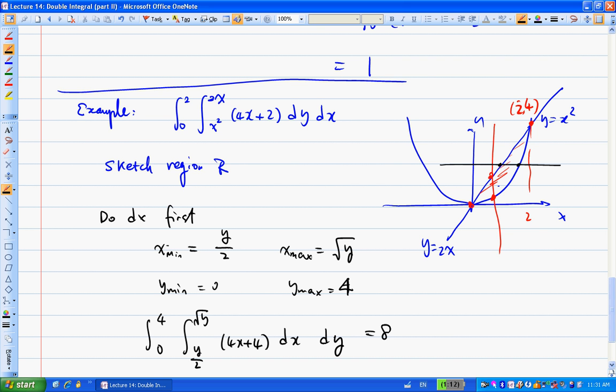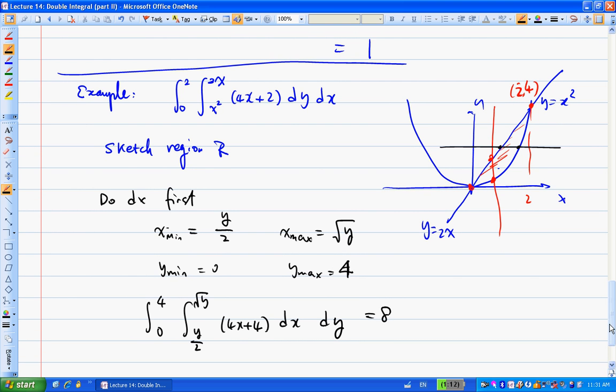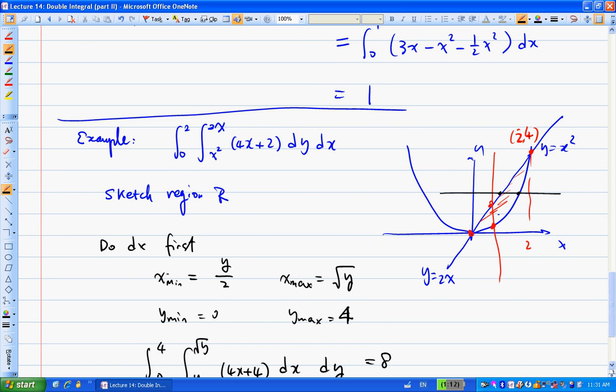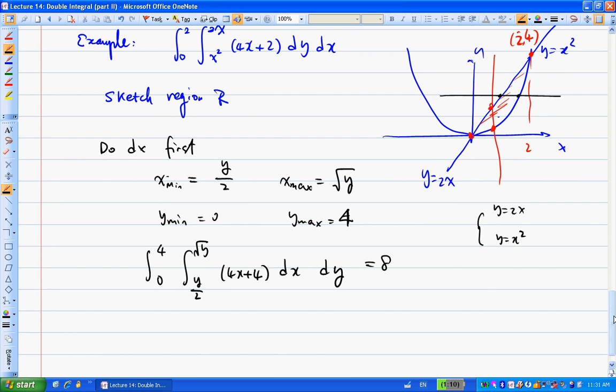Any questions? How did I find a 4 here? Oh, how did I find a 2, 4 here? This is the intersection point between y equals x squared and y equals 2x, right? So you solve the two equations. So try that. Another example.